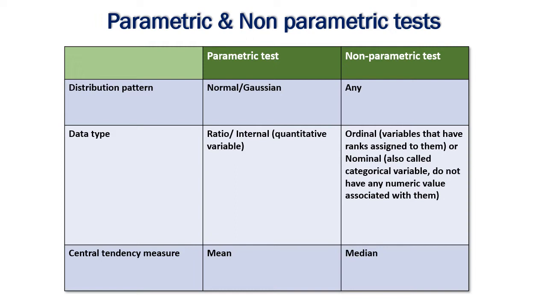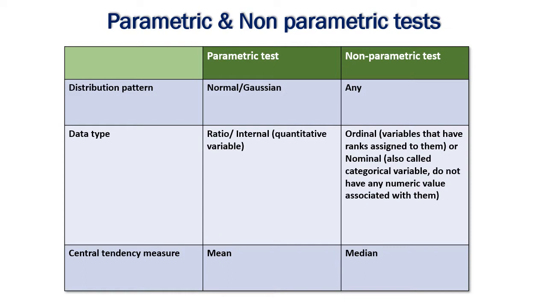So while you have assigned ranks to these data types, you cannot perform arithmetic functions with an ordinal variable. And the other one here is the nominal, also known as categorical variable, which does not have any numeric value associated with it. An example of a nominal variable would be gender, ethnicity, eye color.